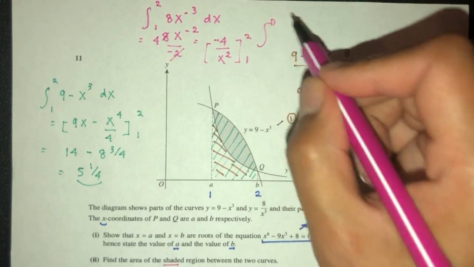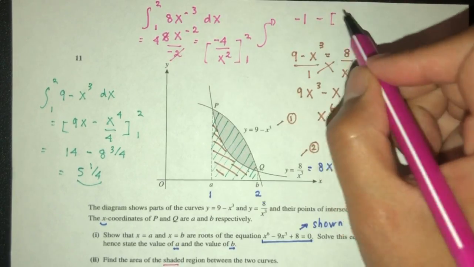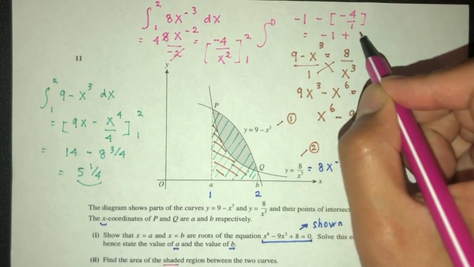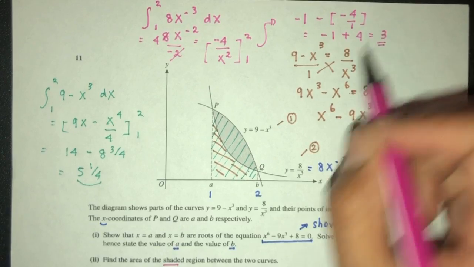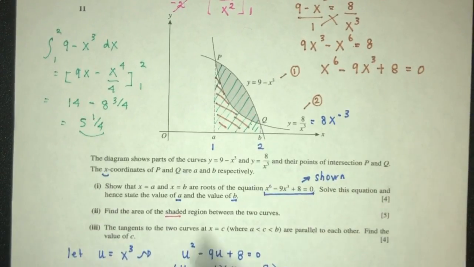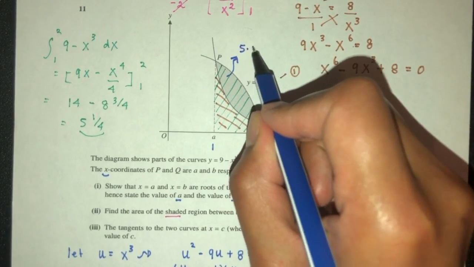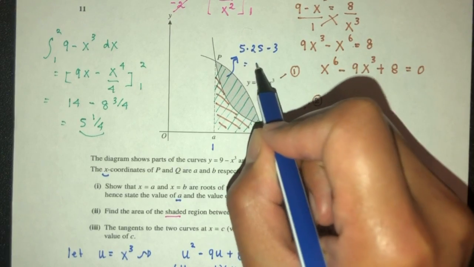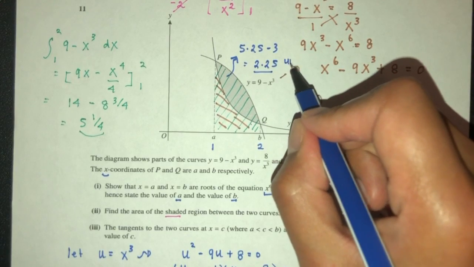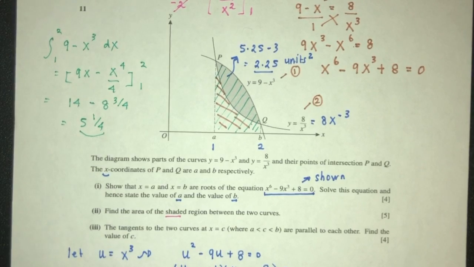So first one will be minus 4 divided by 4, which should be minus 1, minus minus 4 over 1. That will give you minus 1 plus 4. That should be 3. Okay. So the area of this region that we don't need is 3. So obviously the top one will be the big one, 5.25 minus 3. That should be 2.25 units squared for the area of the region. That is part 2 of your question.